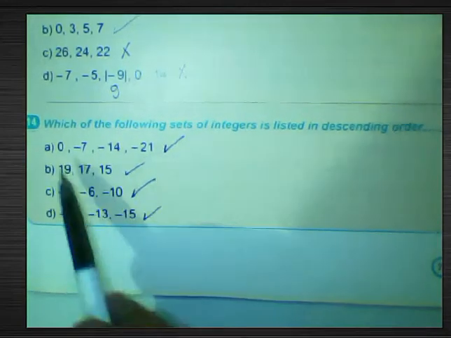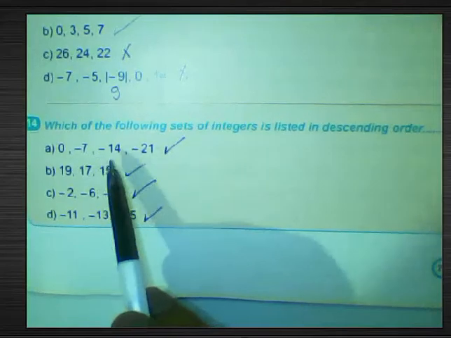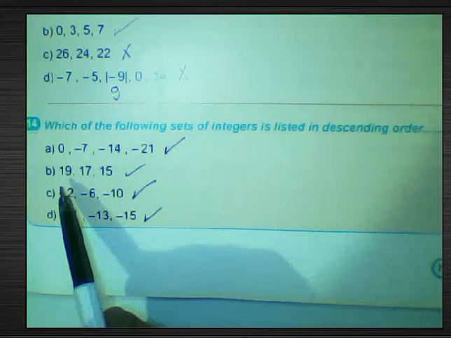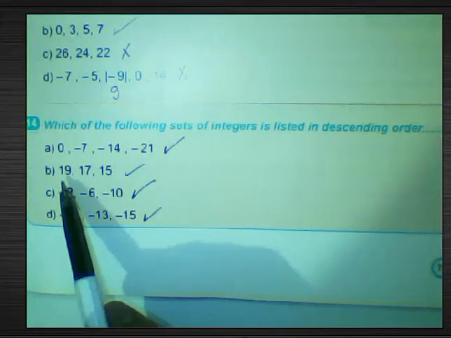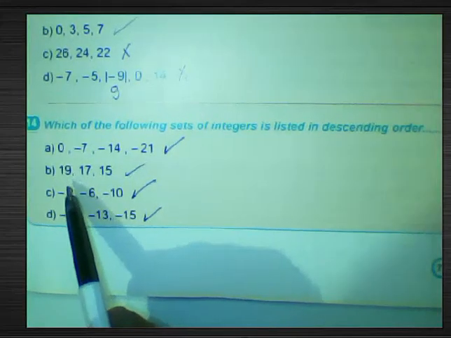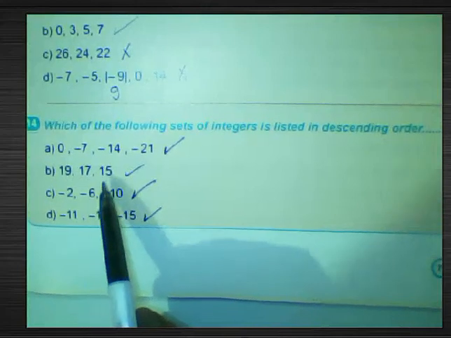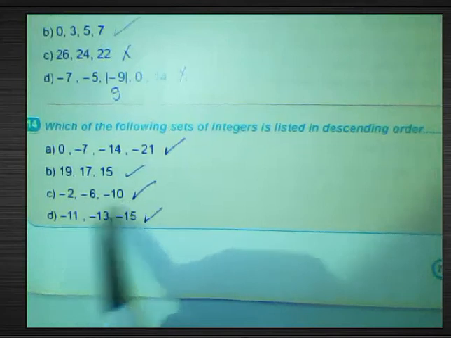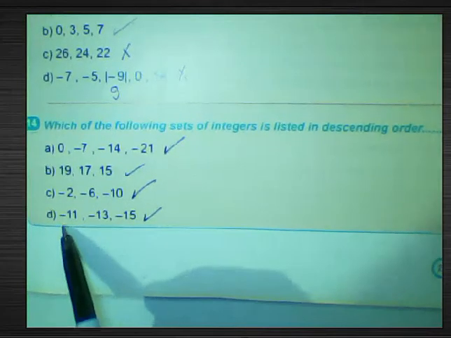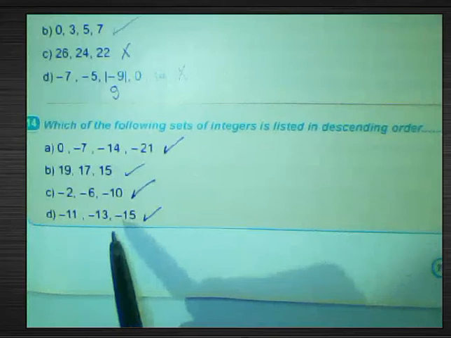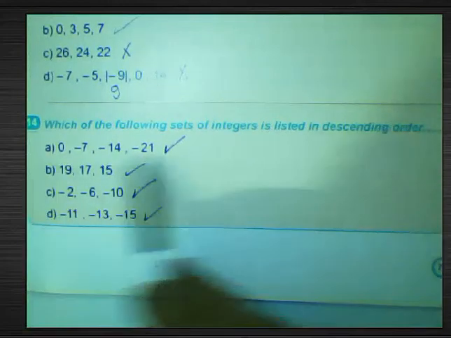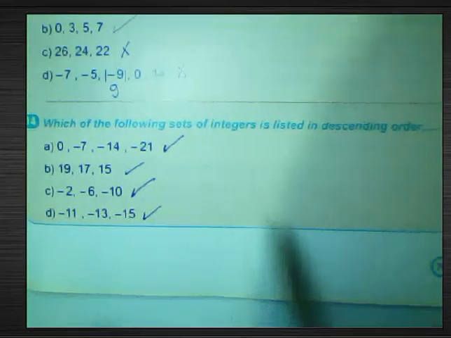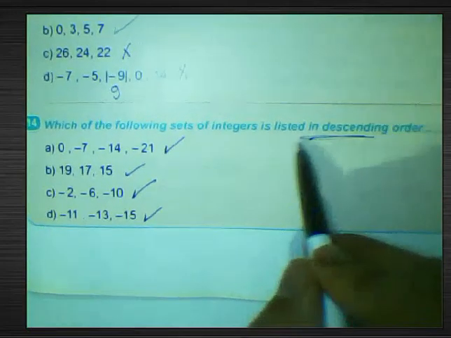Again, 0, negative 5, negative 14, negative 21. It's true. 19, 17, 15. It's from greatest to smallest. Okay, negative 11, negative 13, negative 15. So all the letters A and B and C and D are listed in descending order.